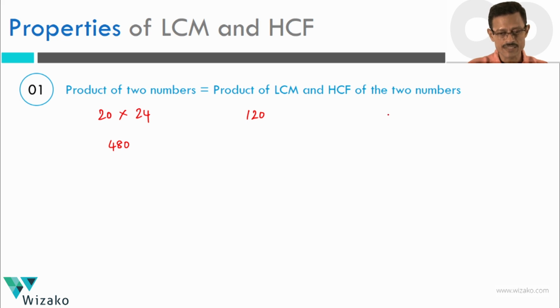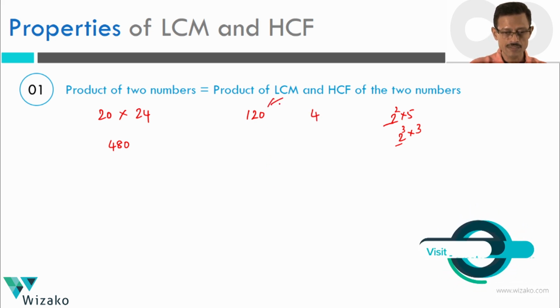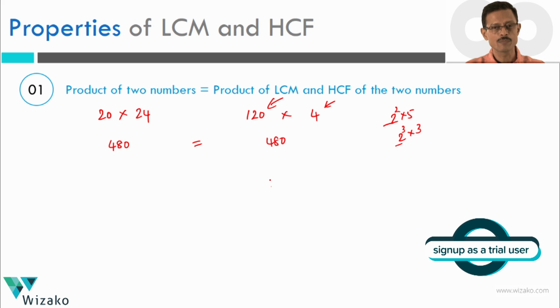Let's quickly compute their HCF. 2 square into 5, 2 cube into 3. The only common prime is 2, in its lowest power, which is 2 square. So the HCF of both these numbers is equal to 4. So this is the LCM and this is the HCF. The product of 120 and 4 is also equal to 480. So 480 equals 480. So what we said as a property of LCM and HCF holds good.